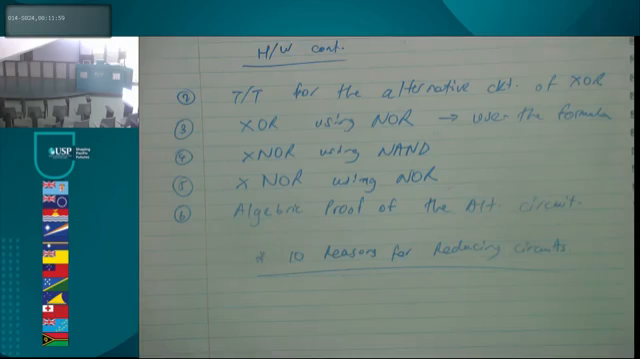Number 4, energy consumption. As you reduce the circuit, the number of chips, as you reduce the Boolean algebra, you reduce the circuit size, you reduce the number of chips, therefore you also reduce the energy consumption, because you only need to power 2 gates in order to achieve the same output.